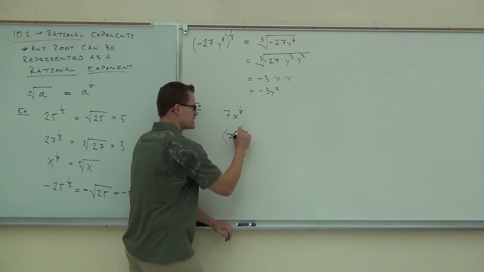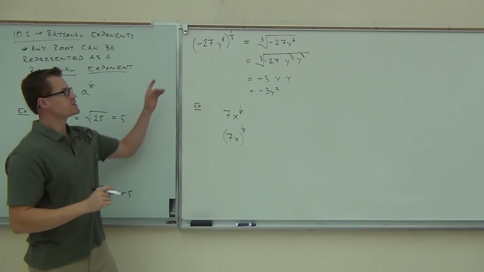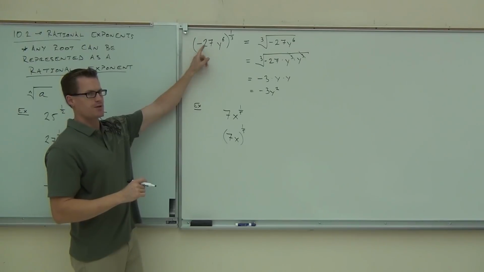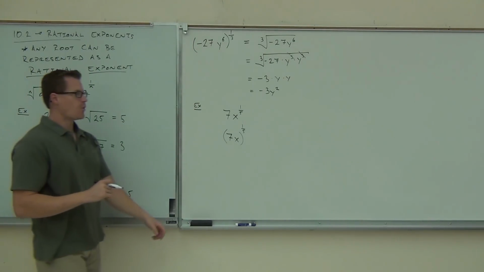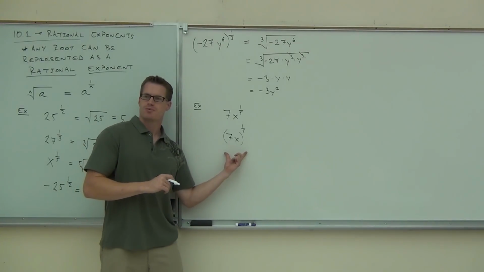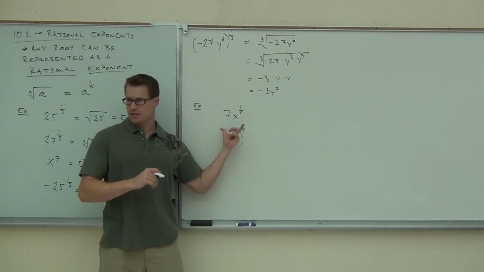Very similar to this negative idea. Notice how if I want to include the negative, I've got to have it in parentheses. If I don't want to include the negative, I don't have parentheses. If I want to include the number, I've got to have parentheses. If I don't, then I don't.